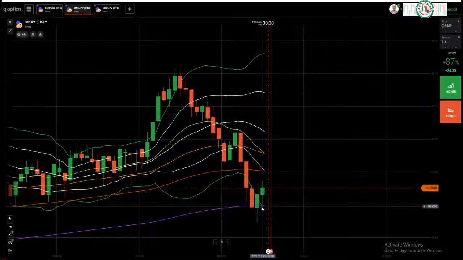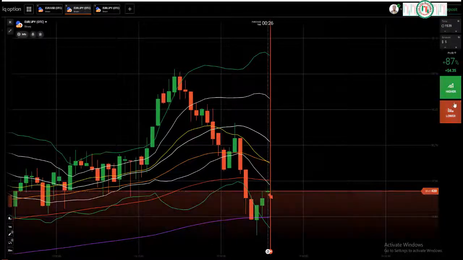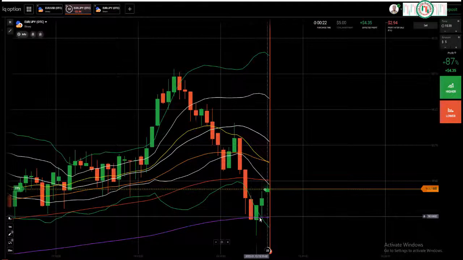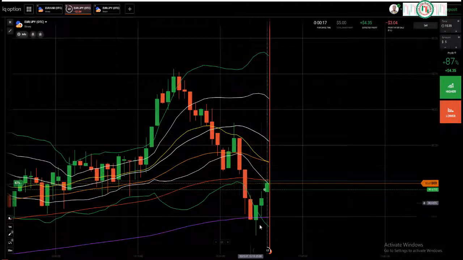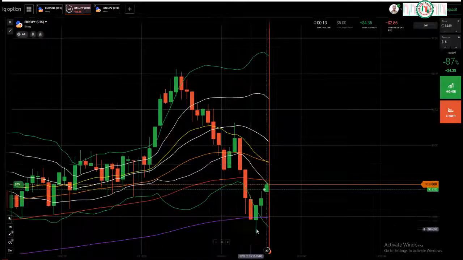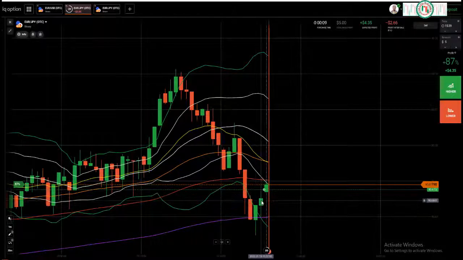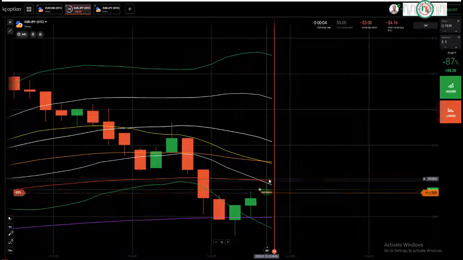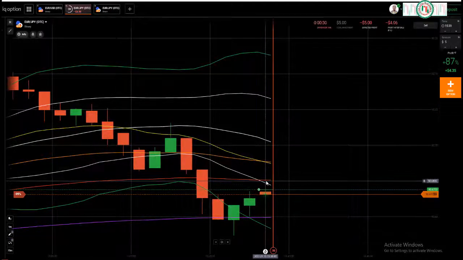So here you see rejection from 200 EMA. It gave up. I placed call option because this is a continuation pattern and momentum is changing direction to uptrend after rejection from 200 EMA. This is the spinning top continuation candle, so I know definitely it will reach this level, at least it will close at this area.